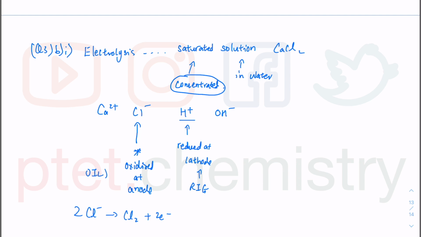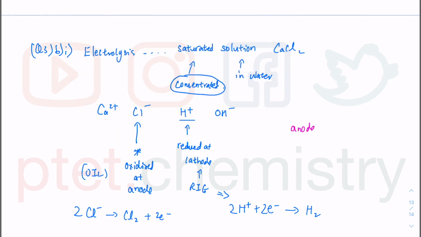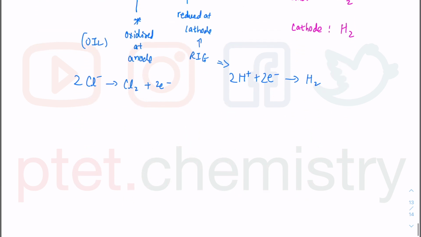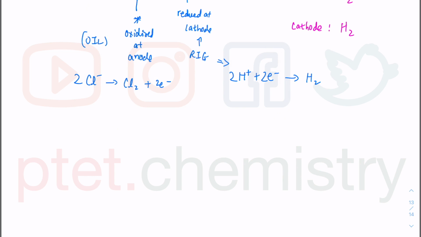Oxidation is loss of electrons, and obviously reduction is gain of electrons, so H plus plus electrons giving you H2, and I'm just balancing the equations. So in terms of what you get at the anode, you would get Cl2 gas, and in terms of what you get at the cathode, you will get hydrogen gas, H2. They say identify the substance. I just did. I don't need to give the name whatsoever. I can give the formula.